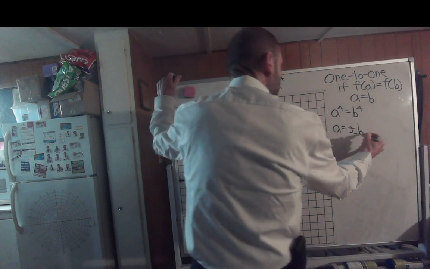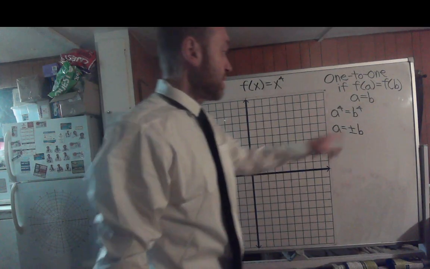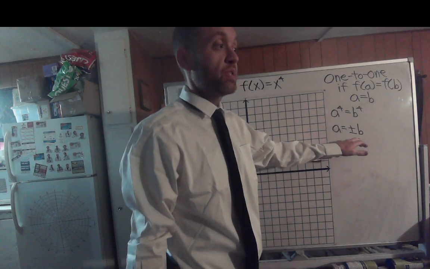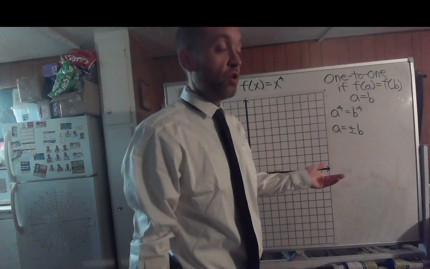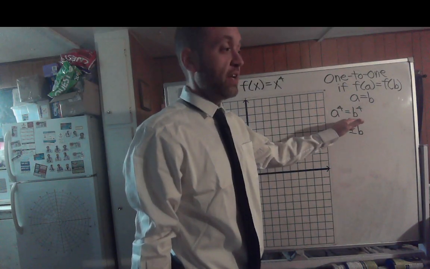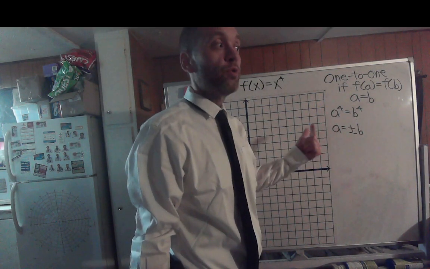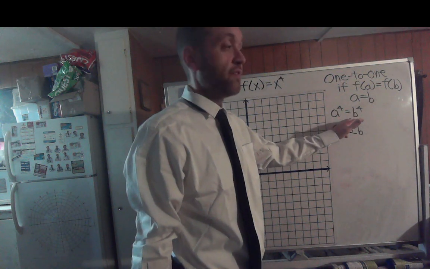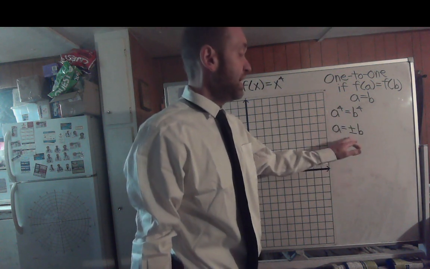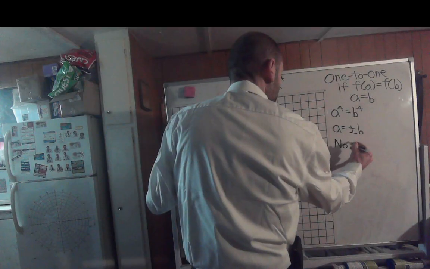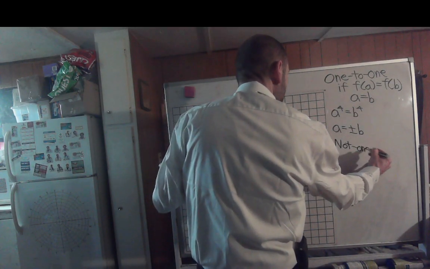would equal both plus and minus b, simply for the fact that whenever you have an even root, you have to consider both plus and minus the root. If this were an odd root, you'd only consider the positive root. But whenever you have an even root, whether it's a square root, a fourth root, a sixth root, or so on, you always have to consider both positive and negative of the even root. A equals both plus and minus b in this case, so x to the fourth is not one-to-one.